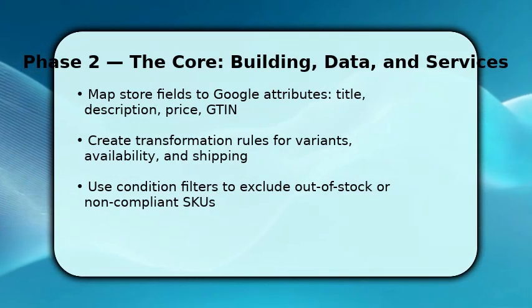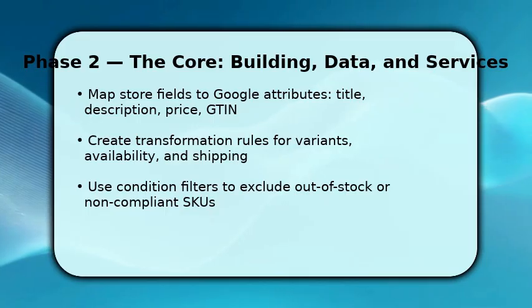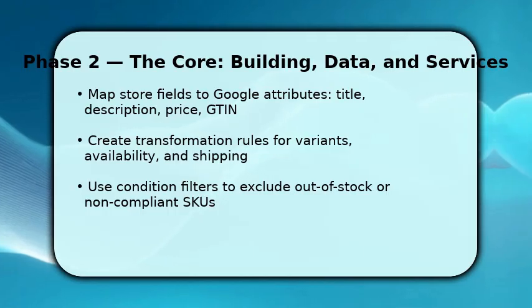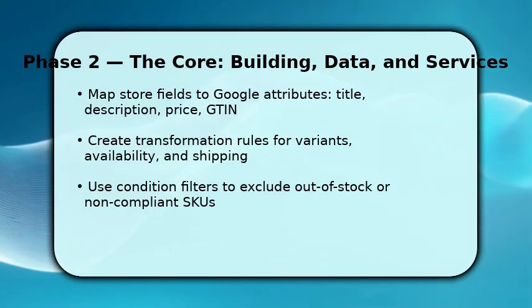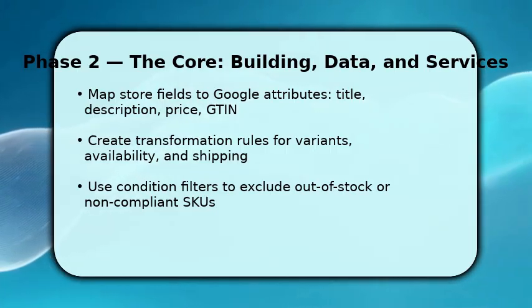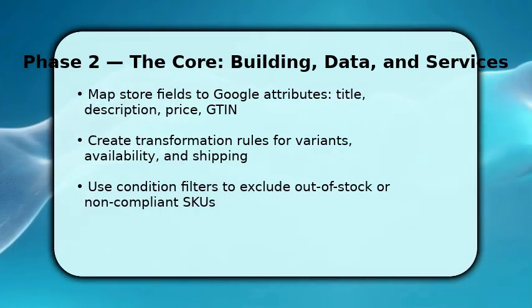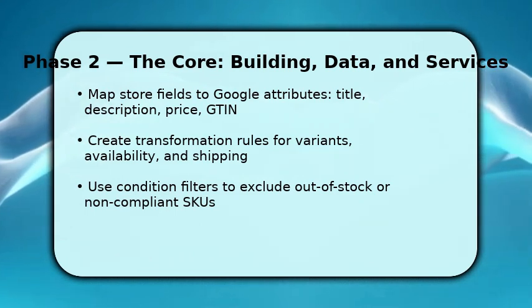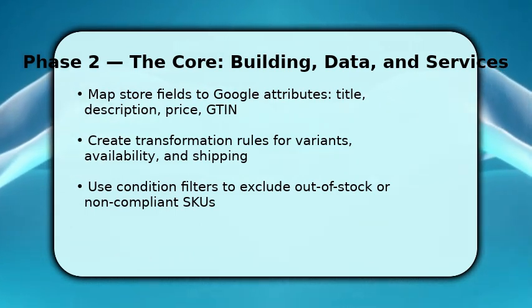Next, map your store fields to Google attributes: title, description, price, GTIN, brand, and condition so Google reads each product correctly. Then, build transformation rules to handle variants, format prices, and set availability and shipping values. This ensures consistent output across SKUs. Use condition filters to exclude out-of-stock, restricted, or low-margin items. As you work, preview the generated feed to catch mapping errors. This step is where accuracy matters most, because incorrect attributes cause disapprovals.